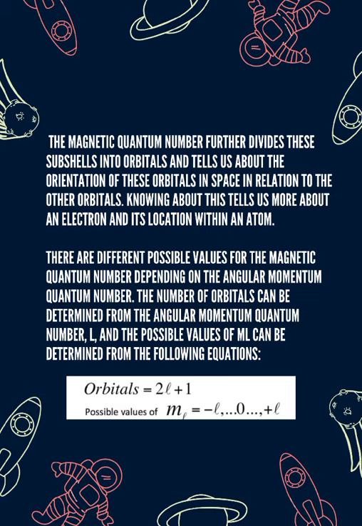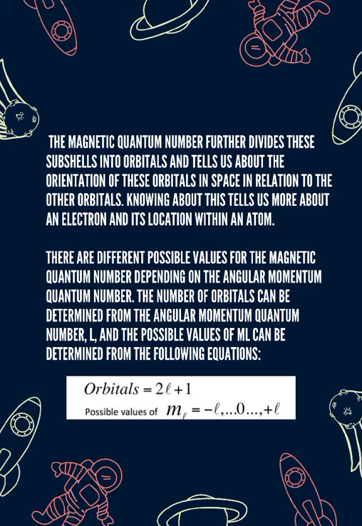The magnetic quantum number further divides the subshell into orbitals and tells us about the orientation of these orbitals in space in relation to the other orbitals. Knowing this tells us more about an electron and its location within an atom. There are different possible values for the magnetic quantum number depending on the angular momentum quantum number.